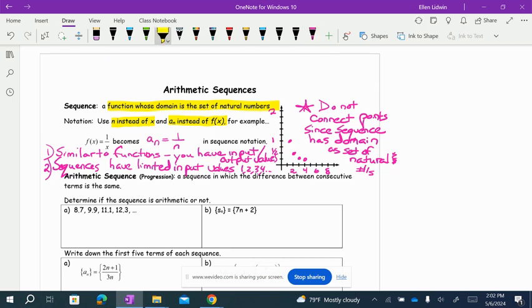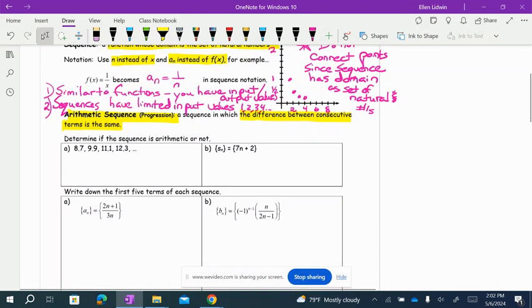Arithmetic, by definition, a progression, a pattern in a sequence of values, has a difference between consecutive terms that is the same. So you probably remember from Algebra 2 that arithmetic is add and subtract between terms. We'll get into geometric next class. That's multiplying and dividing. But for now, we're dealing with arithmetic only.